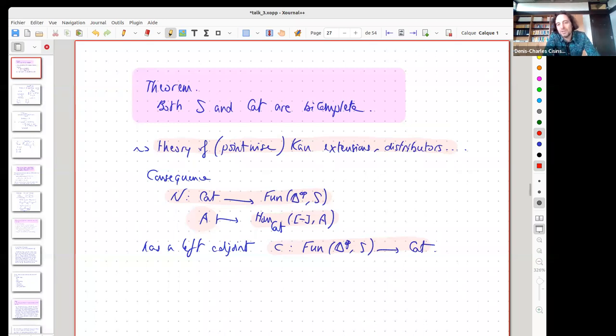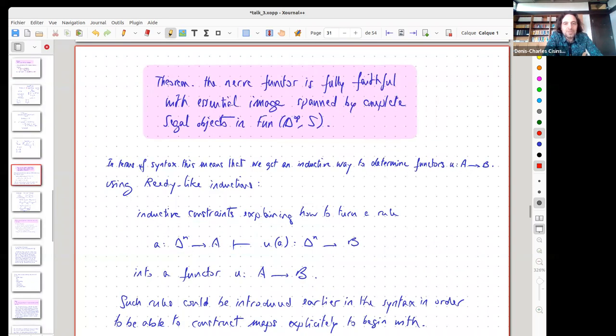And that means that now, from the internal point of view, you can really compare the universe of categories and the universe of simplicial objects with values in the universe of groupoids. And you have an adjunction between them. So what I wanted to say as a theorem is that this adjunction is nice in the sense that the nerve functor is fully faithful, and the essential image consists exactly of complete Segal objects. So the fact that you can describe the theory of infinity-one categories, if you want, using complete Segal spaces would be true internally.